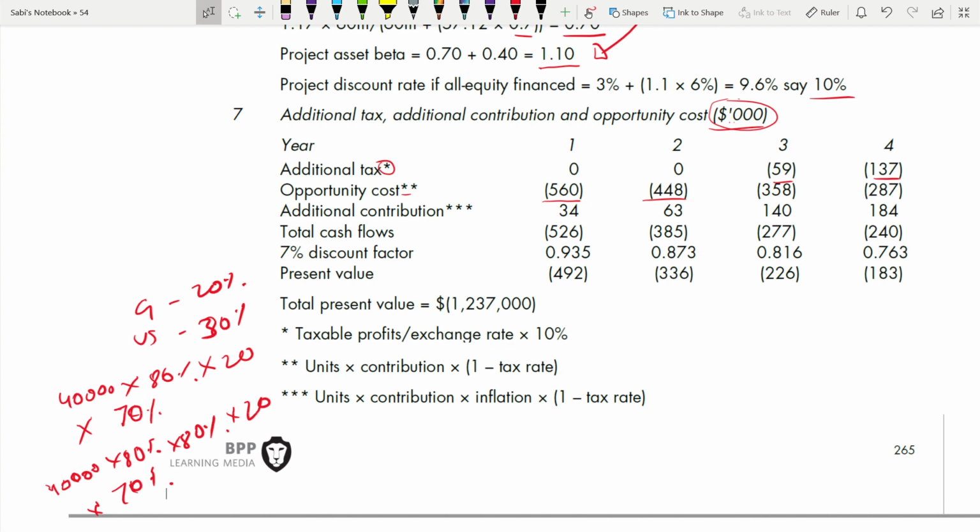The total cash flow, 7% the discount factor. The 7% is already in US, the discount factor. And then the present value. If you see that present value, it is in negative. Rest all you will be able to get. The thing is additional contribution. How do you get that additional contribution?